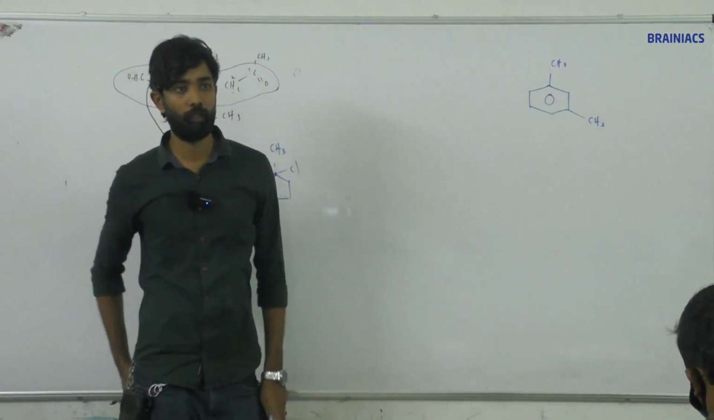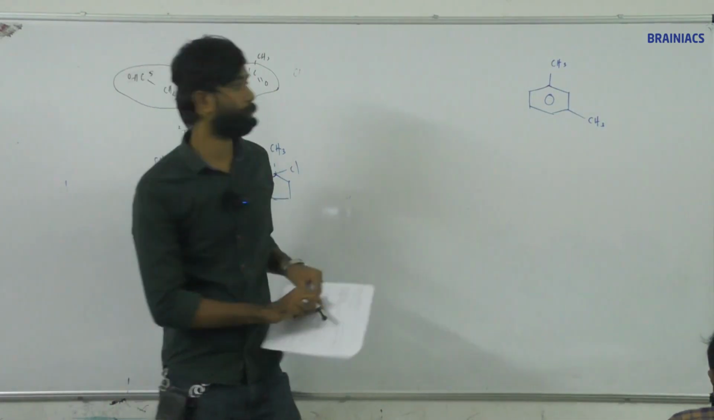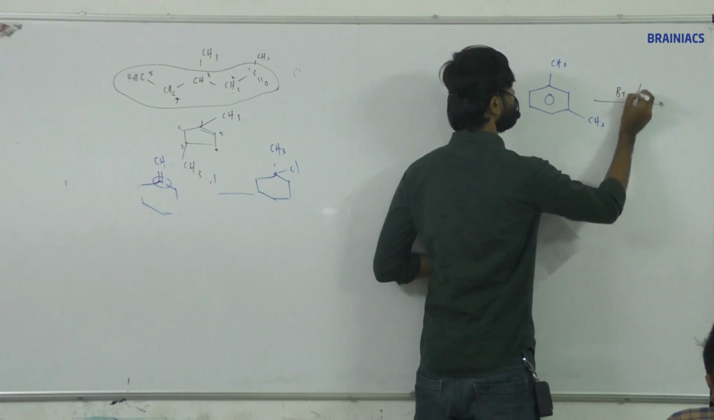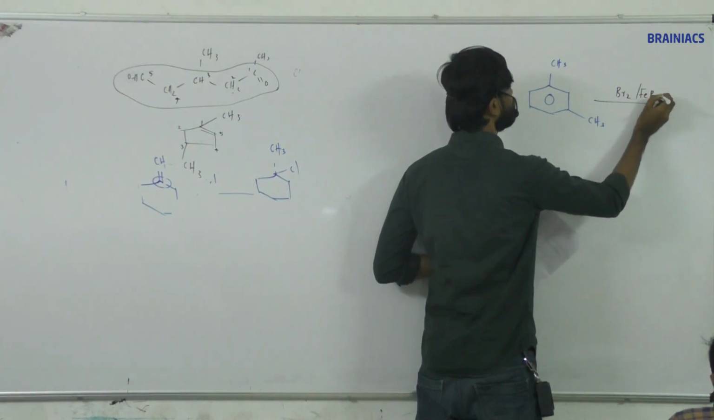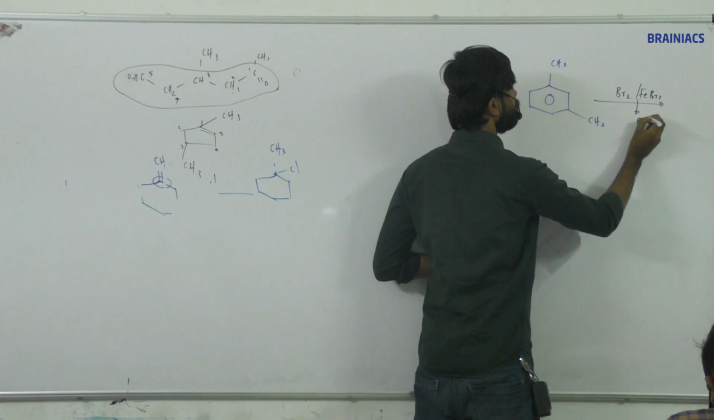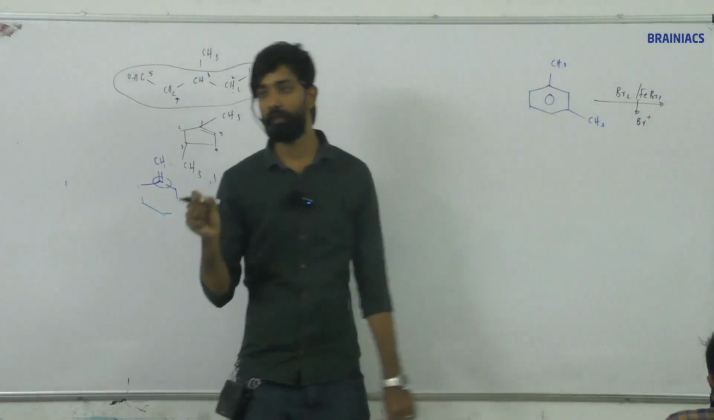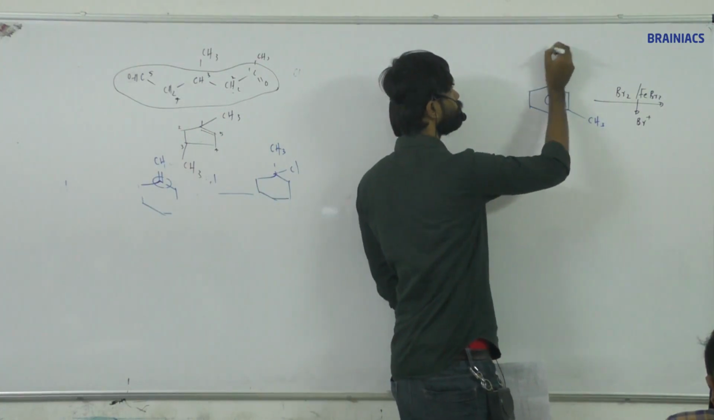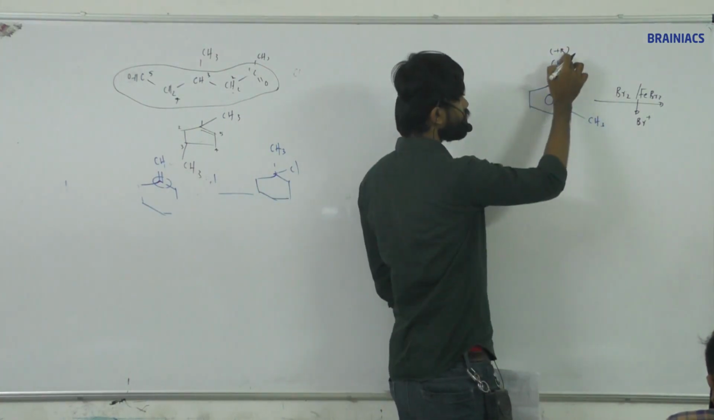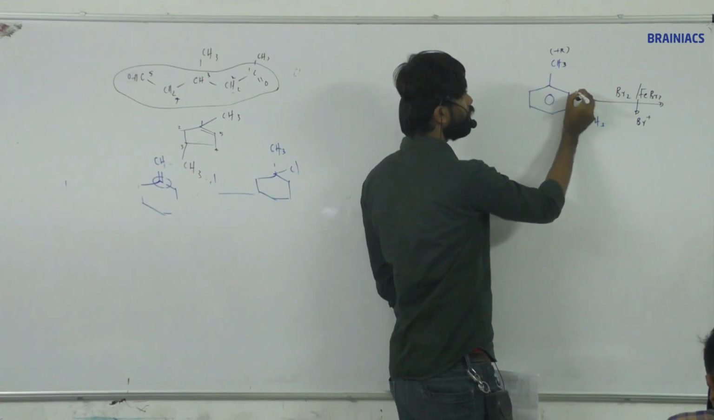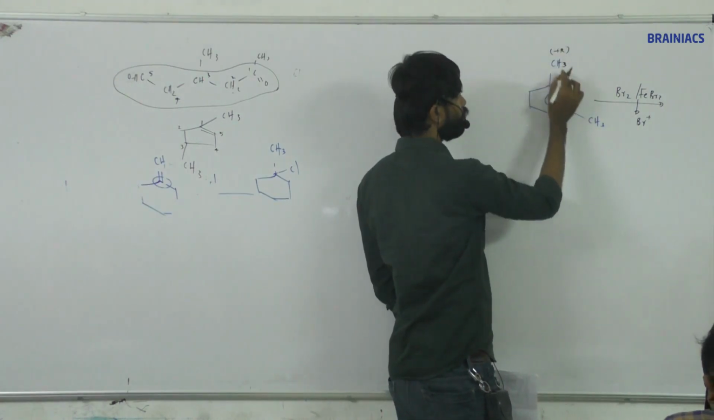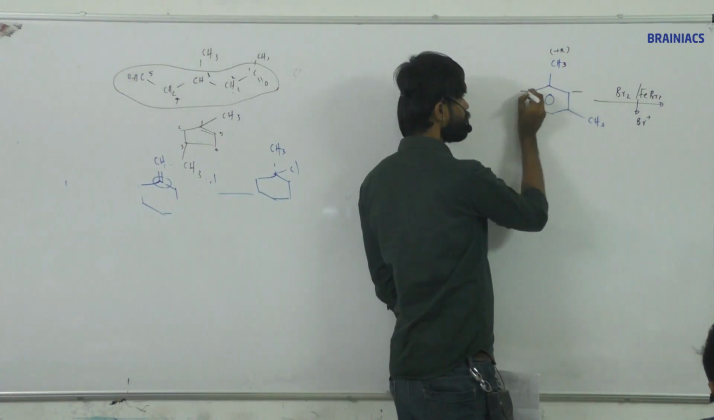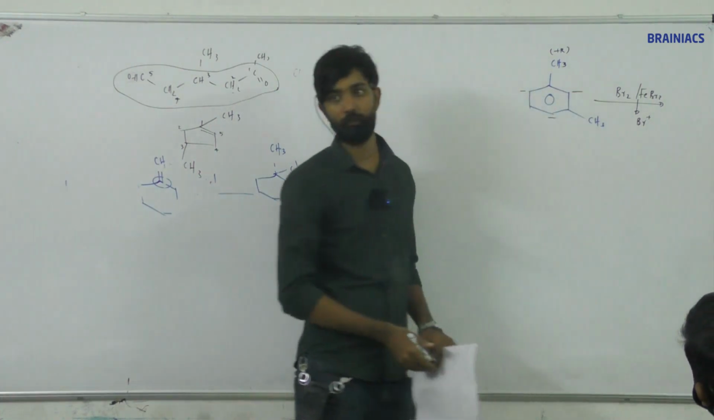Metaxylene in the presence of bromine and FeBr3, where the electrophile is Br2 in FeBr3, means the electrophile is Br plus. Br plus may attack on the best position, and this is a plus R group. Since this is a plus R group, there will be the resonance effect of this CH3 in this ring. That means here will be a negative charge, here will be a negative charge, here will be a negative charge.